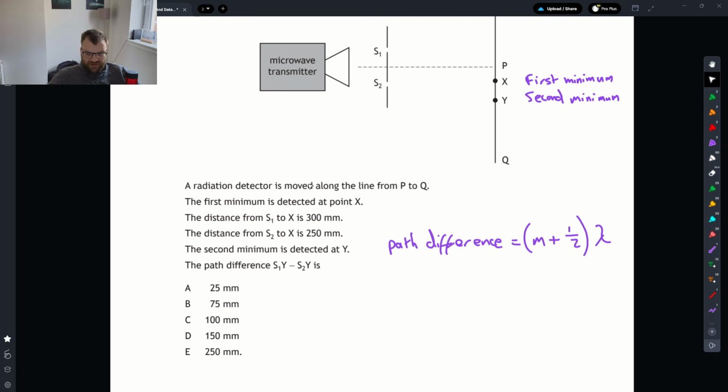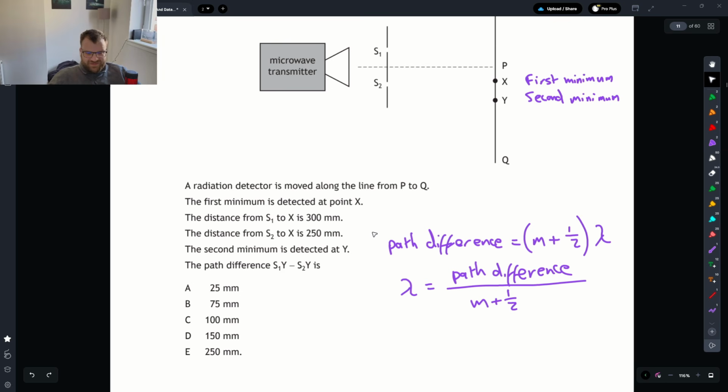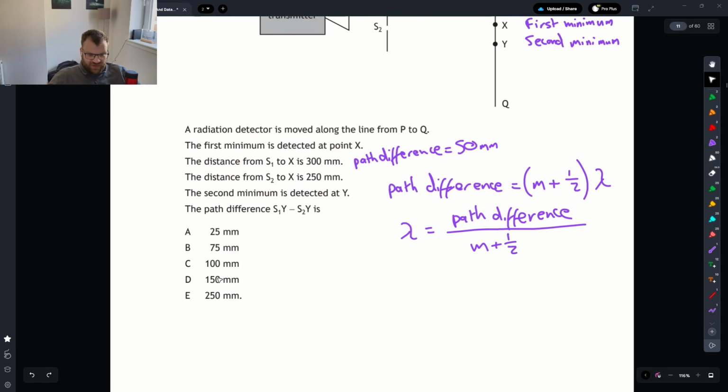So if we are able to, what do we know? We know the path difference. We know that it's the first minimum. And then we can work out the wavelength. I think that's what we need to do first. So rearranging it, we will get the path difference over (m plus a half). Path difference is 300 take away 250, which is 50 millimeters. Would we want to put that in meters? Well, your answers are in millimeters. I'm going to leave it there.